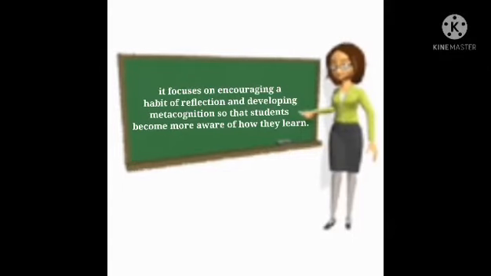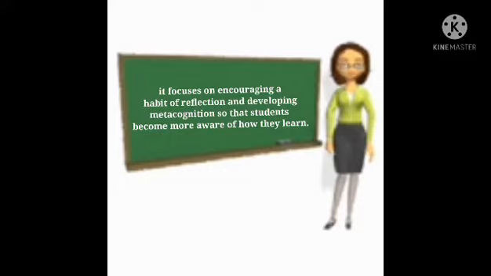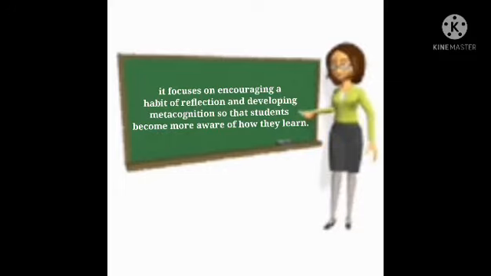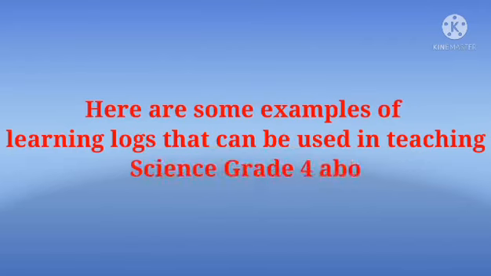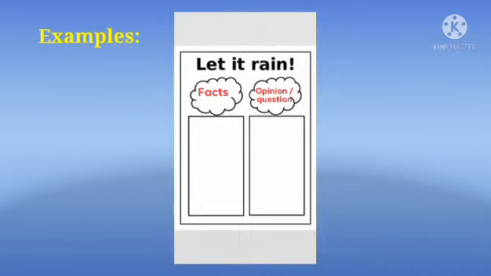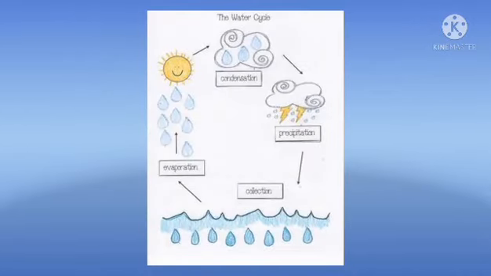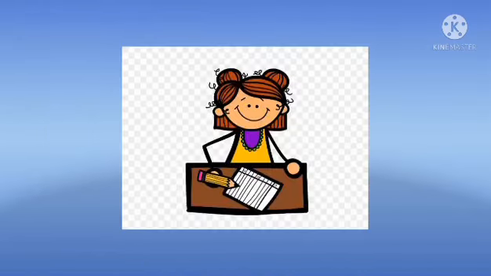It focuses on encouraging a habit of reflection and developing metacognition so that students become more aware of how they learn. One example is this table wherein in the first column, the student can write all the facts that he learned, while in the second column, he can write the questions or opinions that he has for the lesson. Another example is by making an illustration or drawing about the water cycle. Another example is writing a reflection log of what the student learned for the day.